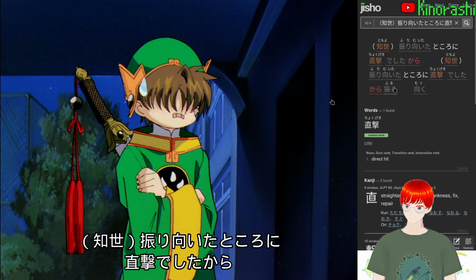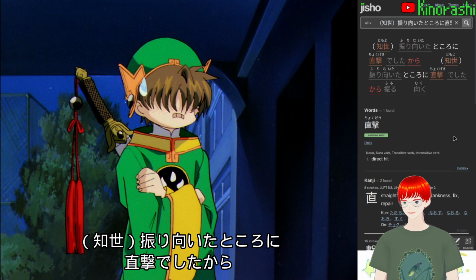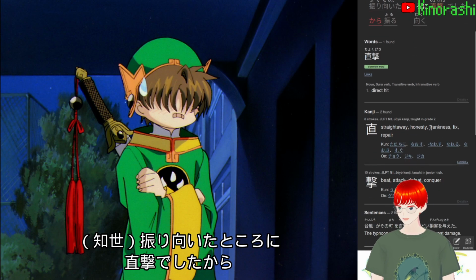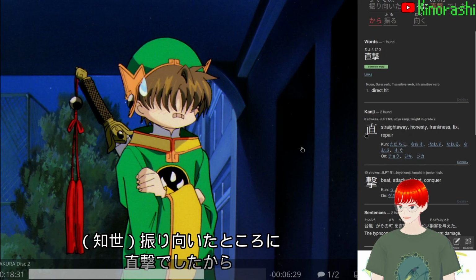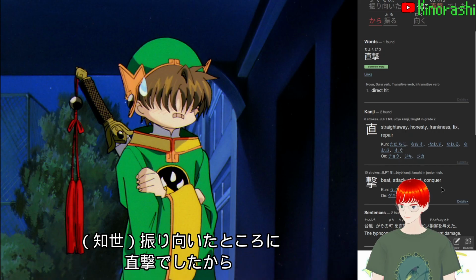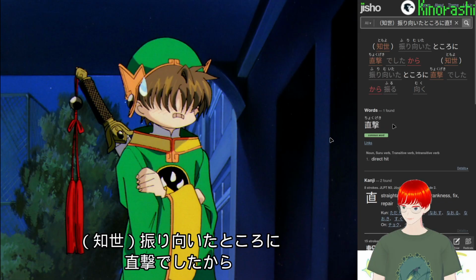Chokugeki. Chokugeki, direct hit. So straight away, honest, frankness, fix, and then beat, attack, defeat. Okay, so an honest or direct hit. In other words, a direct attack hit. Okay, so attack with direct attack, aka direct hit. So chokugeki.